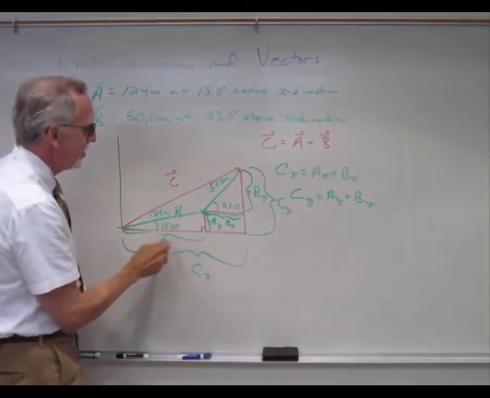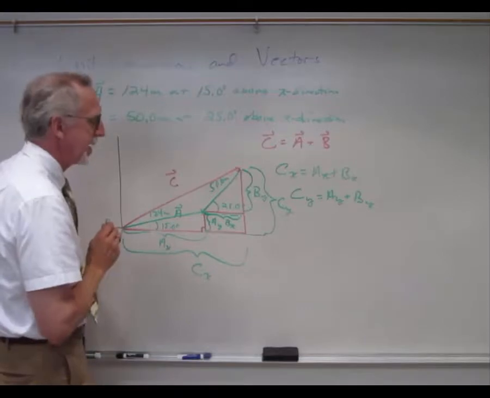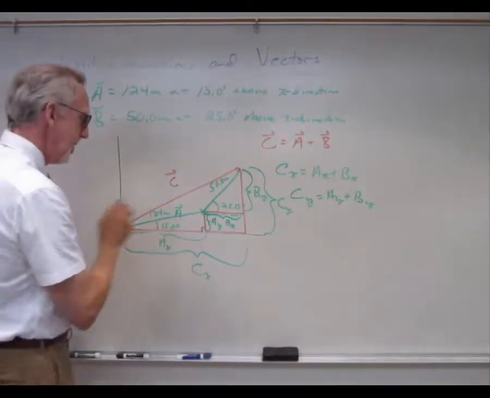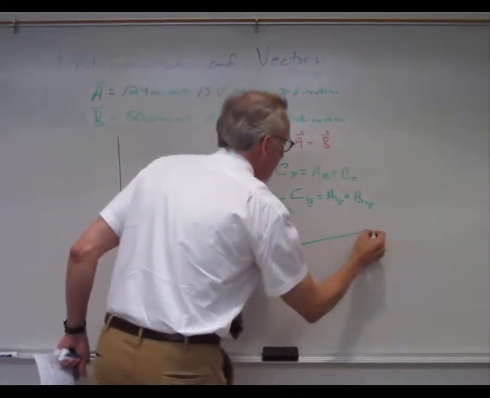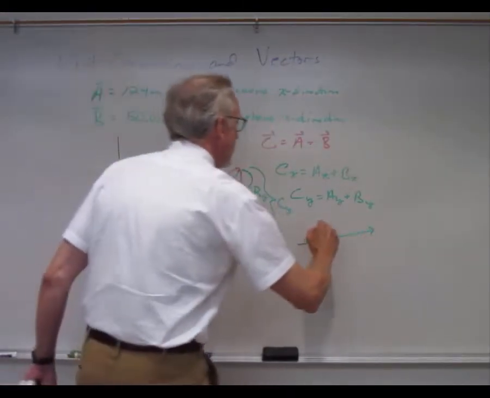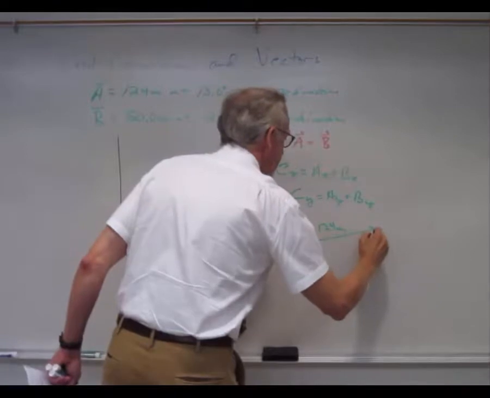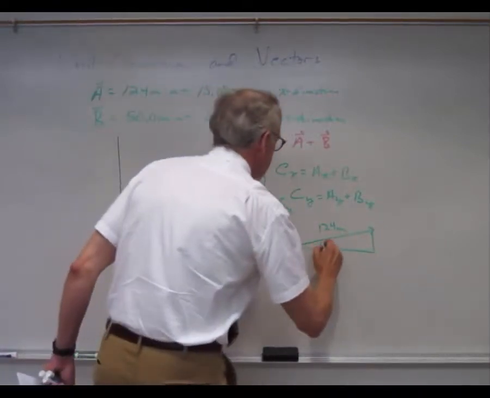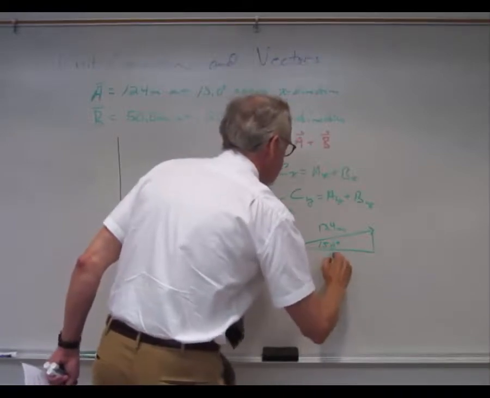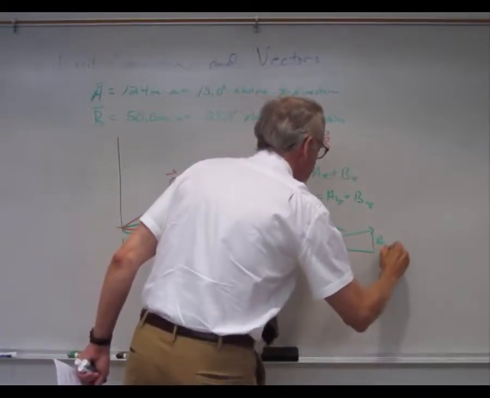So all we need to do is figure out, can we find Ax and Ay? Well, actually, that's pretty straightforward. If we think about A, here's A. A has a magnitude of 124 meters and is at an angle of 15 degrees. This is Ax, and that's Ay.